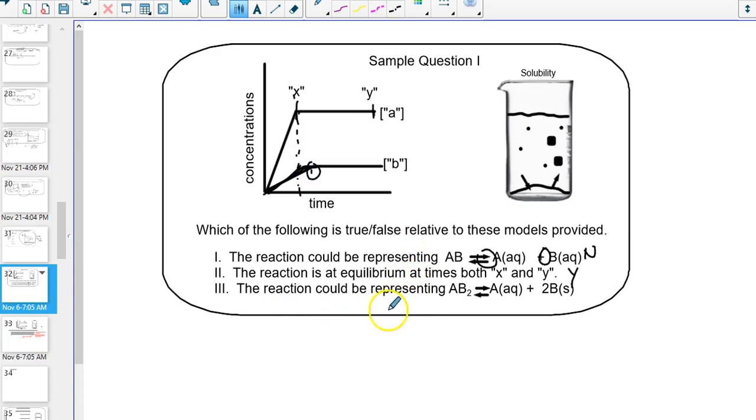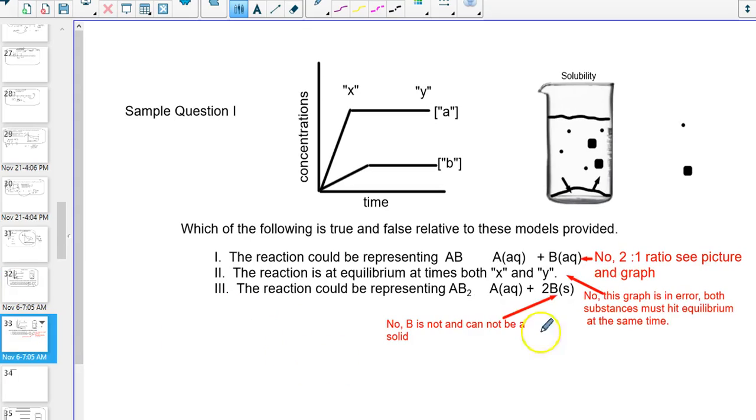The reaction could be representing AB equals this, and well, the answer would be no, because it's a solid, and solids don't have a changing concentration. So 2 is the only one we're going to go with as far as, yes, they're both at equilibrium. And let's see what we put here. No, this graph is an error. Both subs hit at the same time. So this is something that is an issue on this problem, which I've obviously stuck in on purpose, and they're all no's. But either way, it's just a matter of a thinking point.